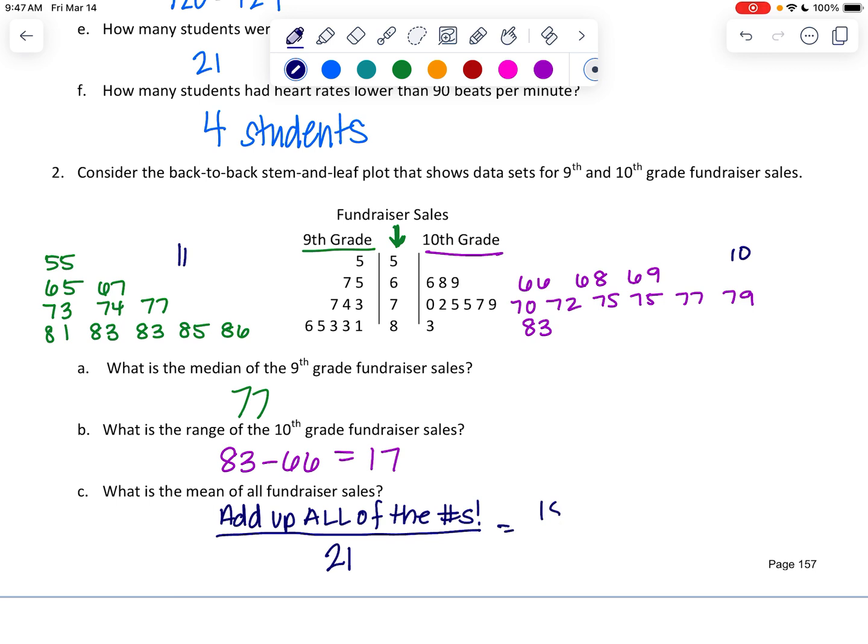And when I add them all up, I'm going to get 1563 divided by 21. And I get 74.43. And that should make sense because this is a dollar amount. Okay, so we're talking about money here. So that should actually make some sense.